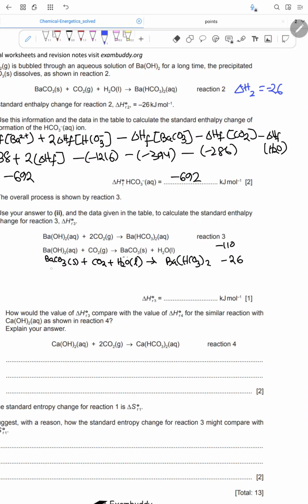Alright, so we can cross out this barium carbonate, then we have a water and water. So the overall equation comes down as barium hydroxide plus 2CO2, giving us barium HCO3 2. So it's just simple addition reaction. So we'll just add this stuff. We'll add these two. Will give us a value of minus 136.